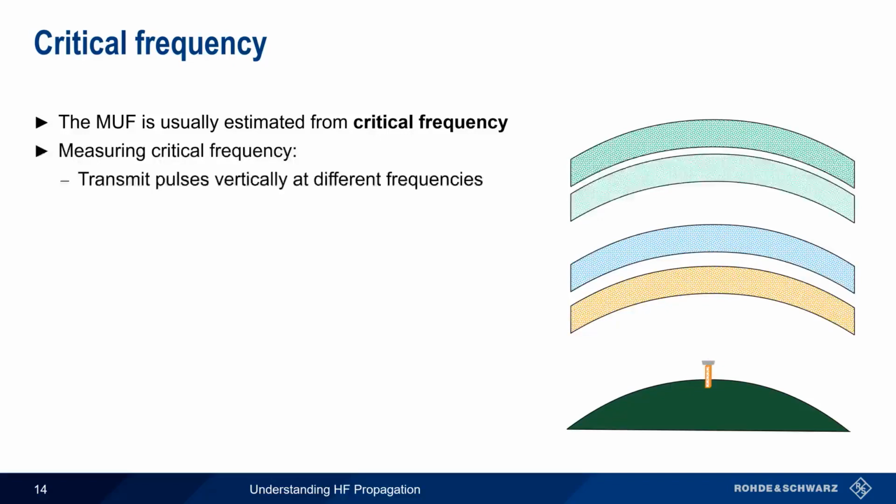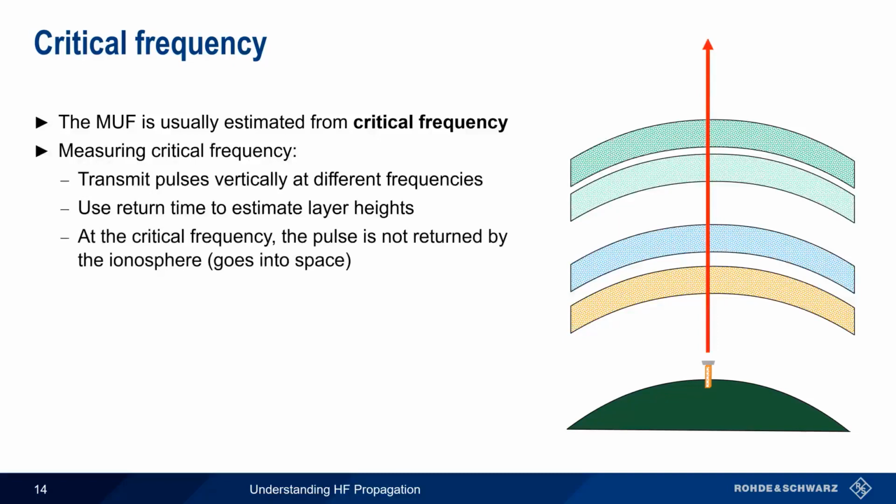Depending on the frequency of the pulse, these pulses are returned by different layers of the ionosphere, and we can use the return time to estimate the heights of the different layers. Once we reach a certain frequency, the pulses are not returned by the ionosphere, and instead continue on into space. This is the critical frequency.